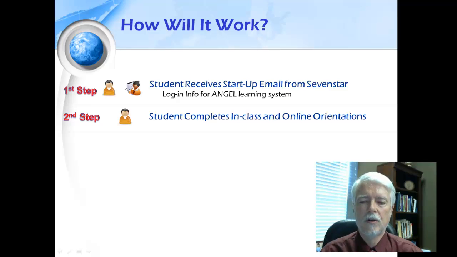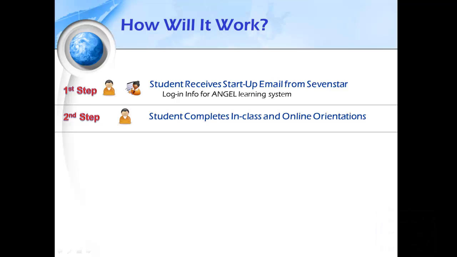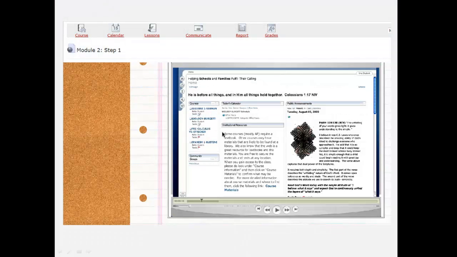Then there is an online orientation course. If they have not had a Sevenstar course before, they will take an online orientation which will walk them through how the program works. For example, here is one of the pages from their online orientation, and there's a video here that they'll be watching. That's what most of the online orientation is. It consists of videos that they will watch, and it will step them through how to take the course, how to do the lessons, how to submit assignments, how to take tests, all of the important things that they need to know to get started.